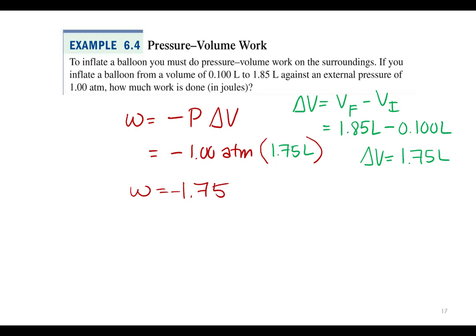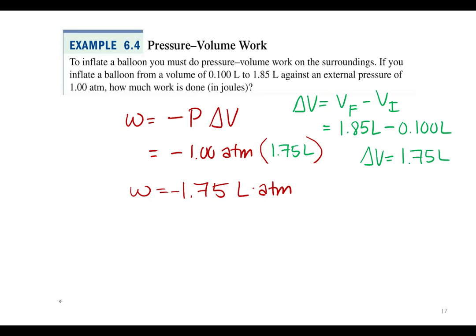What are my units? Atmospheres, not per liter, just liter atmospheres. Liters times atmospheres. Is that what the answer called for? No, I wanted it in joules. So we actually have to convert this. You'd have to look up the equality between liter atmospheres, that's pressure volume work, to joules. It happens to be on the equation sheet that I gave you yesterday.